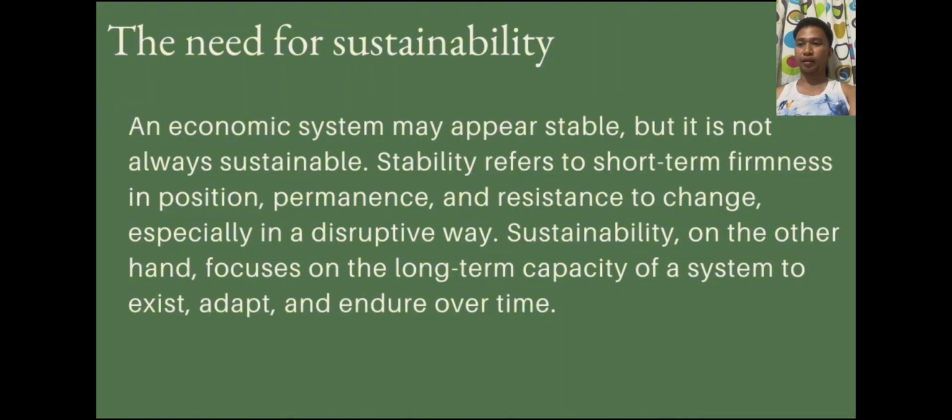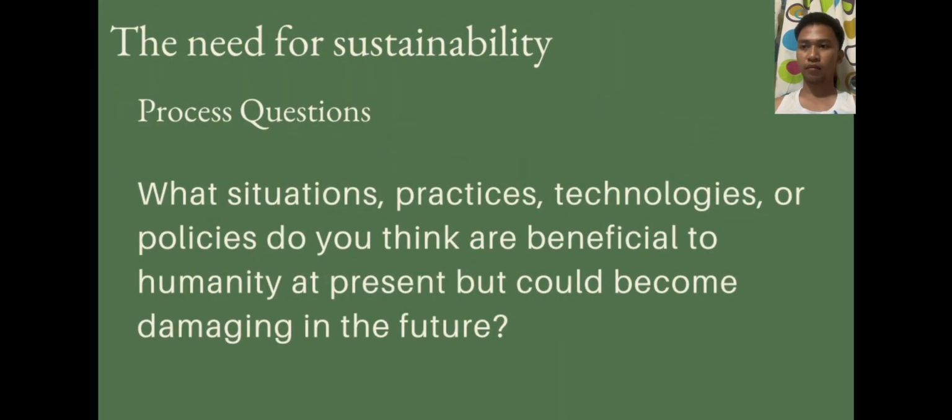Next slide is the process question. What situations, practices, technologies, or policies do you think are beneficial to humanity at present but could become damaging in the future?